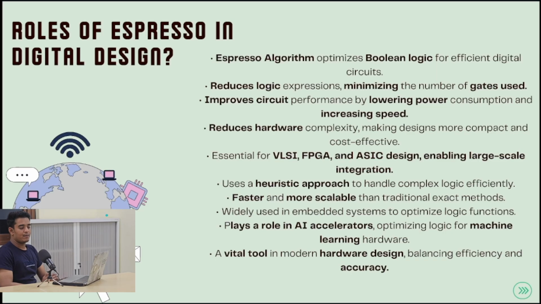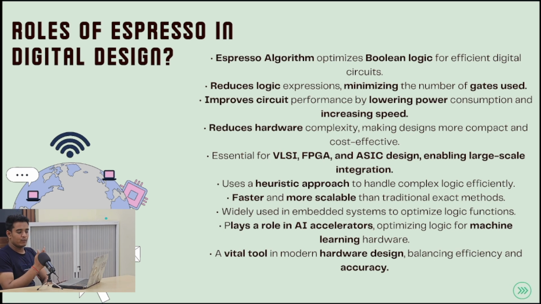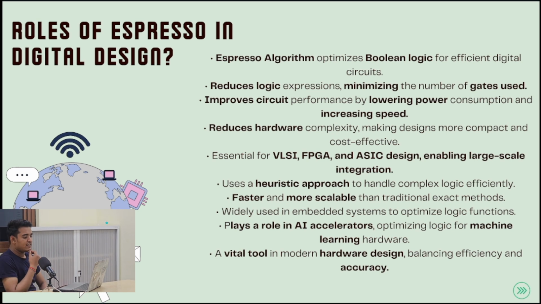First, it optimizes Boolean logic for efficient digital circuits. We can see that Boolean logic is always being used. So there might be a confusion whether it is an exact method or a heuristic method. Let me clarify that we use Boolean logic to eliminate terms. Like if we have 5 terms, then we can eliminate them using Espresso. It reduces the logical expression, minimizing the number of gates used, as I told earlier.